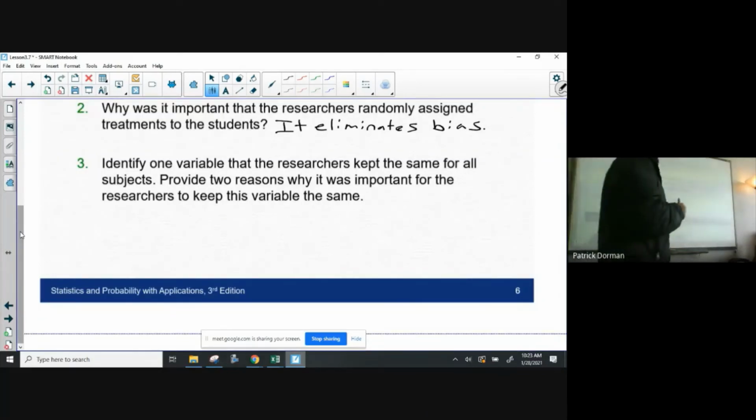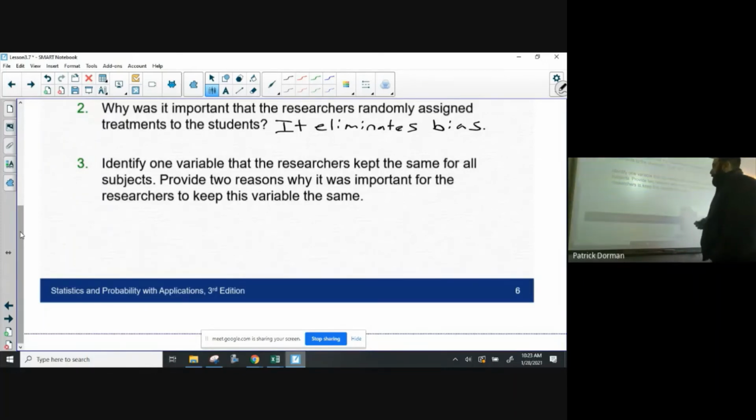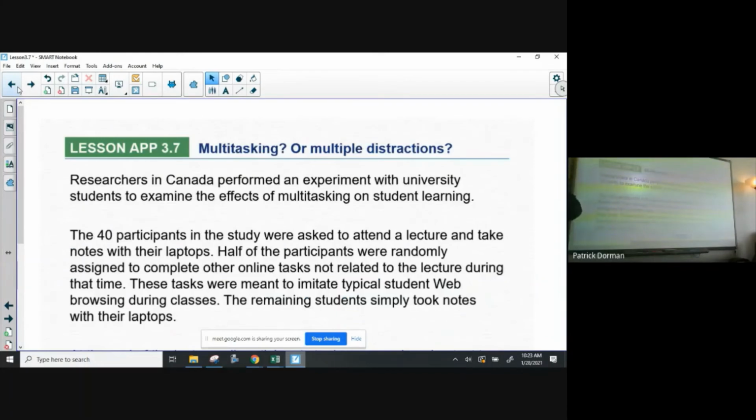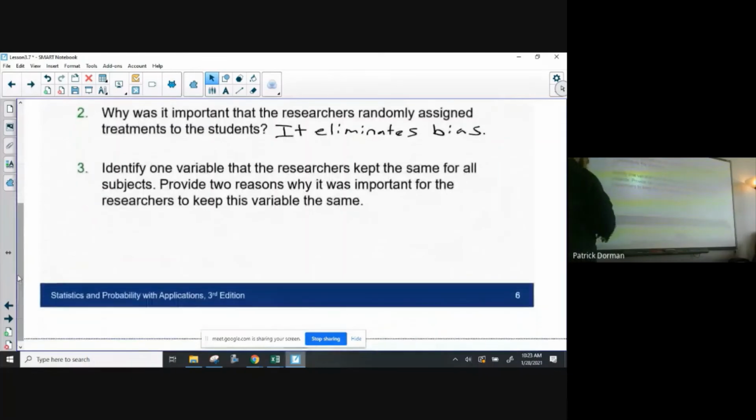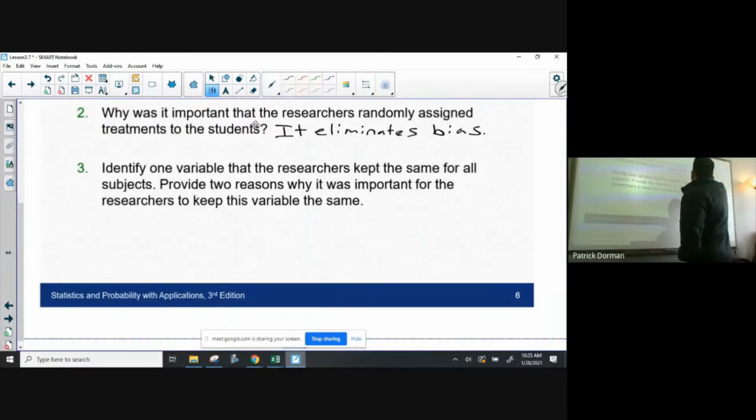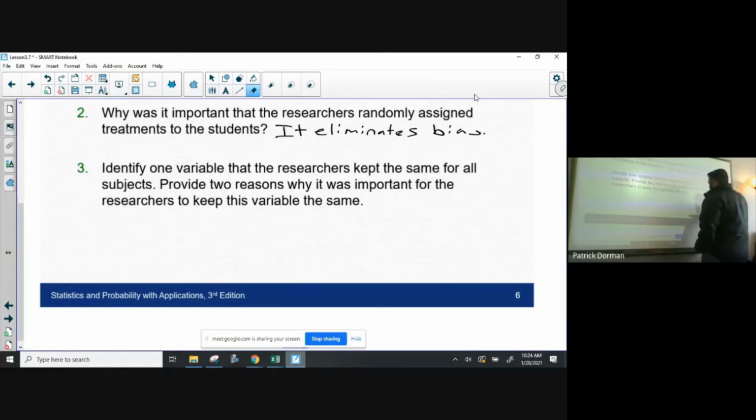Let's identify one variable that the researchers kept the same for all subjects. Provide 2 reasons why this was important. Let's go back and look at the actual scenario here. What 2 things were kept the same for everyone? Well, it looks like they all attend the same lecture, and everyone has a laptop, right? Everybody gets a laptop, and everyone is attending the same lecture. I think I'm going to stick with the lecture one. It's the easiest one to talk about. Although the laptop one wouldn't be terrible, right? If your control group had no laptops, but in your experiment group there were laptops, that would be kind of strange.